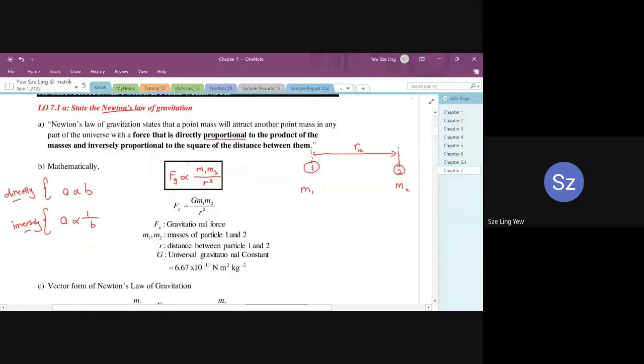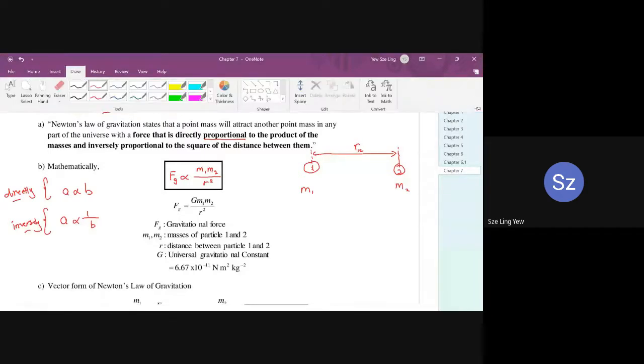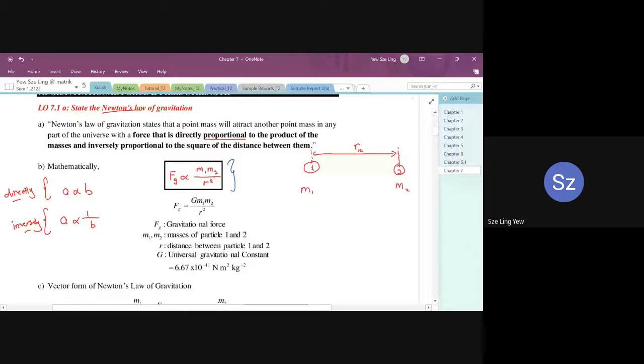Now we combine them into one, and from here we deduce an equation. In calculations, you cannot use this proportional relationship, because with a proportional symbol you cannot rearrange the equation or get an exact value. So to make it into an equation that can be used in our calculations, from these relations we always add in a constant to make it an equation with an equal sign.